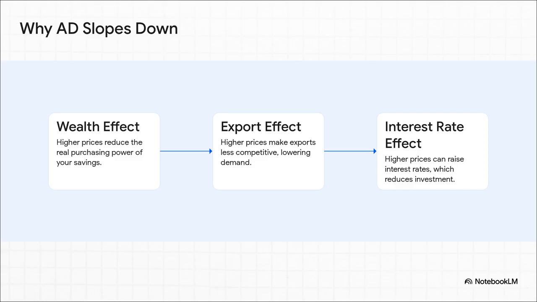First, the wealth effect. When prices rise, that $100 in your savings account doesn't buy as much as it used to, right? So you feel a little poorer and you spend less. Second, the export effect. If our prices go up, our goods become more expensive for people in other countries, so our exports fall. And third, there's the interest rate effect. When prices are higher, we all need more cash on hand to buy stuff. This increased demand for money can push up interest rates, making it more expensive for businesses to borrow and invest. These three things working together are why that AD curve slopes downward.